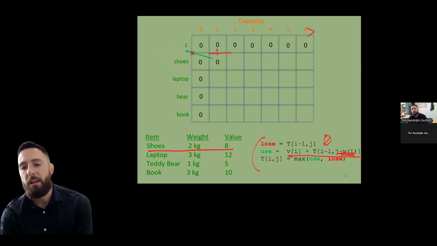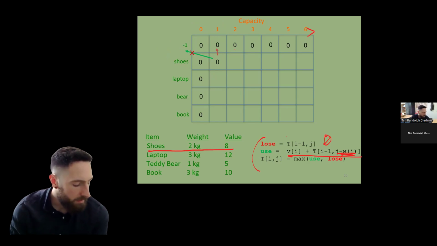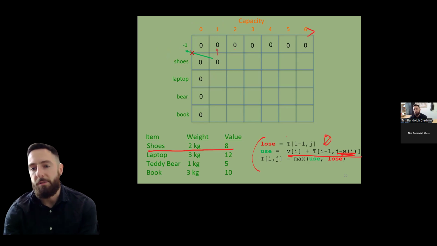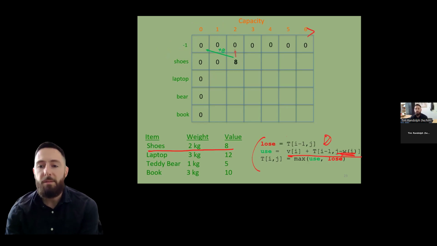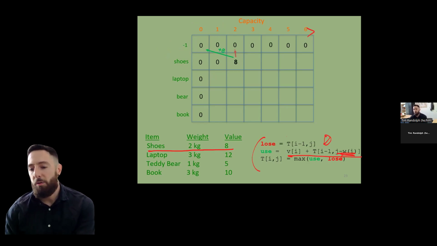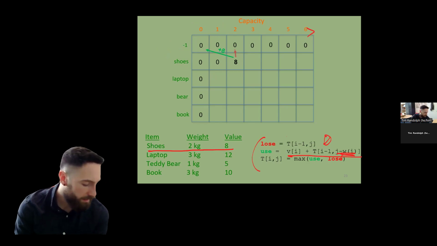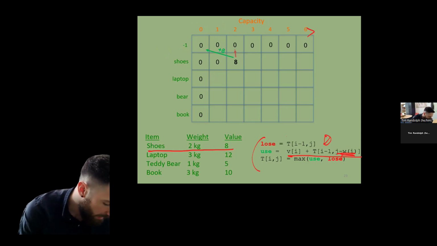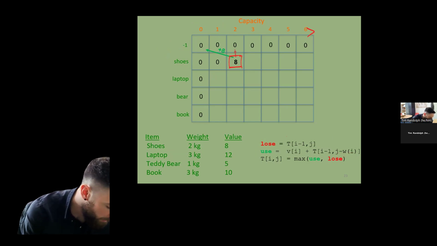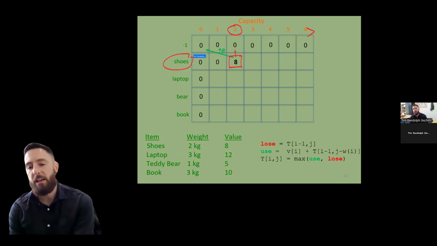So you can see the little red arrow there. That's the lose case, and the green arrow is the use case. For the second box, though, now my lose and use calls are both valid. So again, I'm going to keep going slowly, but you can speed up if you want. If I'm trying to fill in this box, I'm asking the question, what's the best I can do if I have remaining capacity 2, and I'm just considering the item that's the shoes?